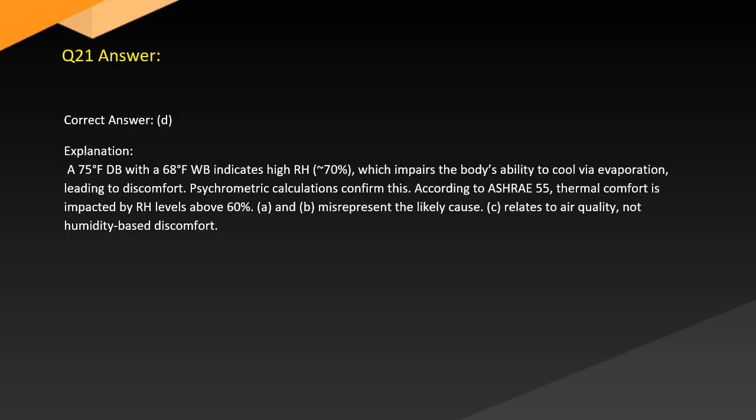Answer. Correct answer: D. Explanation. A 75°F dry bulb with 68°F wet bulb indicates high RH, around 70%, which impairs the body's ability to cool via evaporation, leading to discomfort. Psychrometric calculations confirm this. According to ASHRAE 55, thermal comfort is impacted by RH levels above 60%. A and B misrepresent the likely cause. C relates to air quality, not humidity-based discomfort.